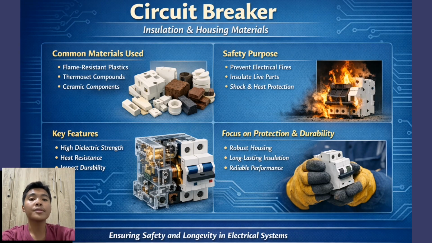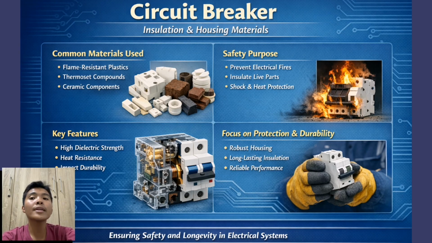Safety purpose of circuit breaker. First, prevent electrical fires. Stop overheating and short circuit from causing fire hazards. Second, insulate live parts. Covers energized components to avoid accidental contact. Third, shock and heat protection. Protect the user from electrical shock and shield internal parts from high temperatures.